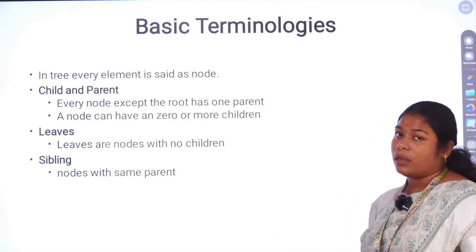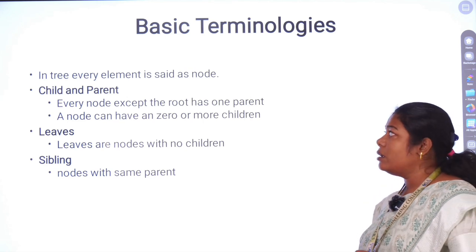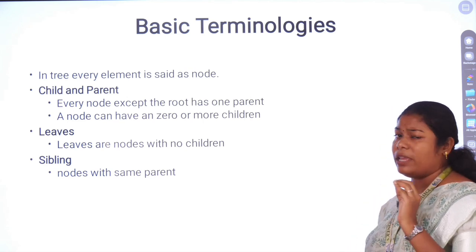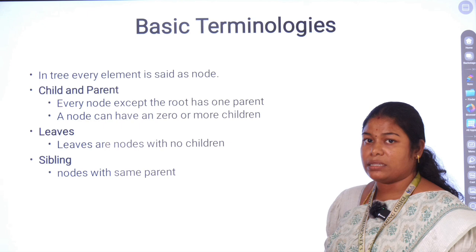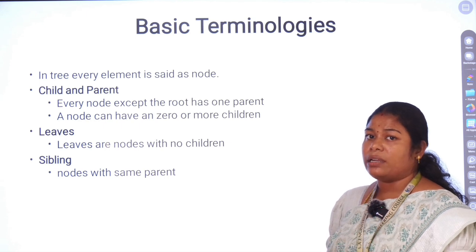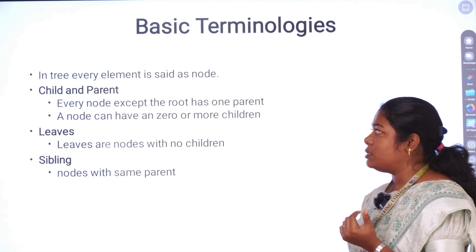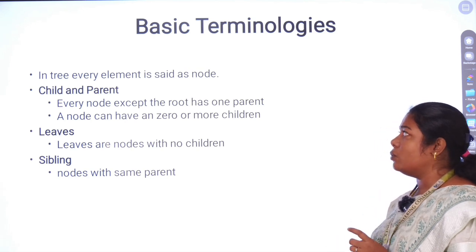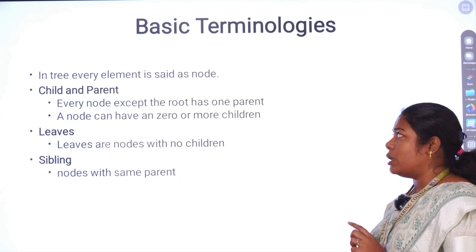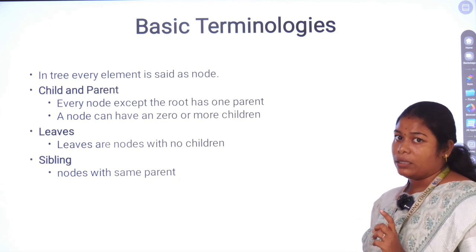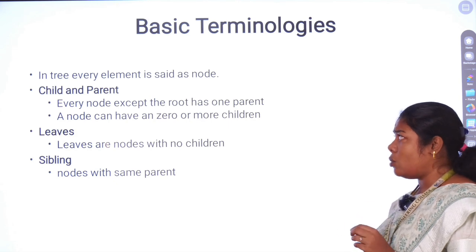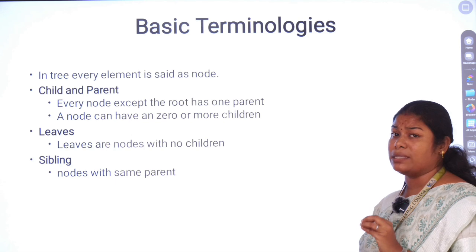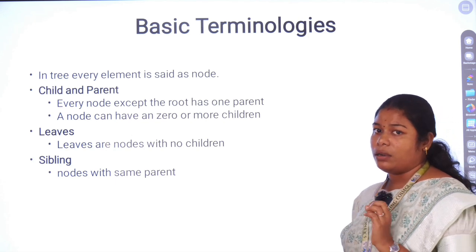The basic terminologies used in trees are these. Whatever data or information we are sharing in a data structure as a tree, we will call it a node. First is child and parent. Every node except the root node has only one parent. That is the first thing. Second, a node can have 0 or more children. These are the basic terminologies of trees.